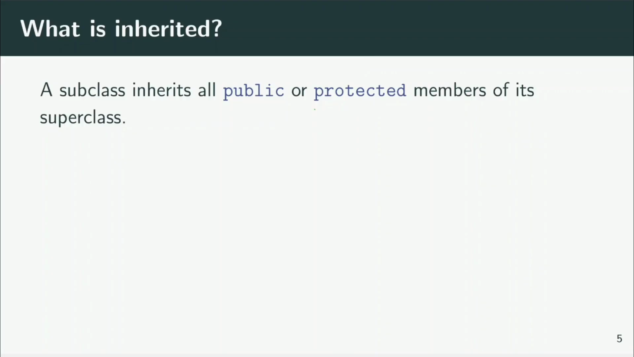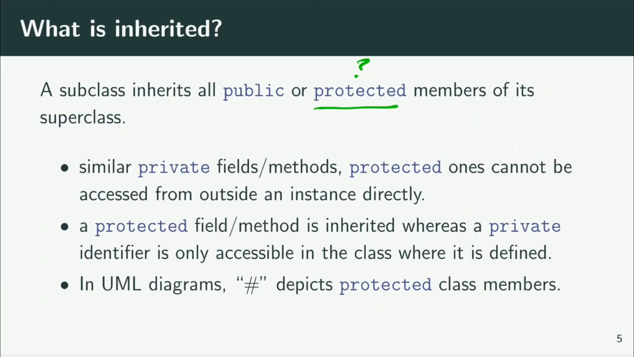Okay, but what exactly does protected mean? Well, it's a new modifier that you can use when you're defining your methods. And it's similar to private. So similar to private fields or methods, protected ones cannot be accessed from the outside when you are dealing with an instance directly. So you cannot access, for example, c.color from outside the object in case color is protected. But different from private fields and methods, protected ones are inherited. Private fields and methods are not inherited from superclass to subclass.